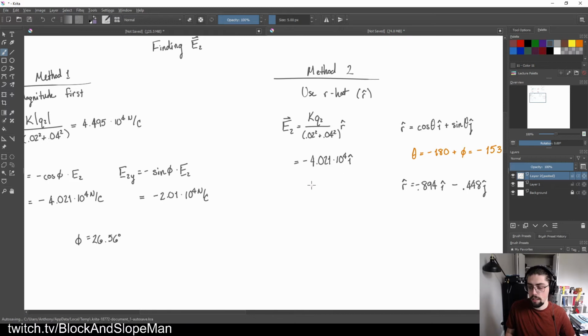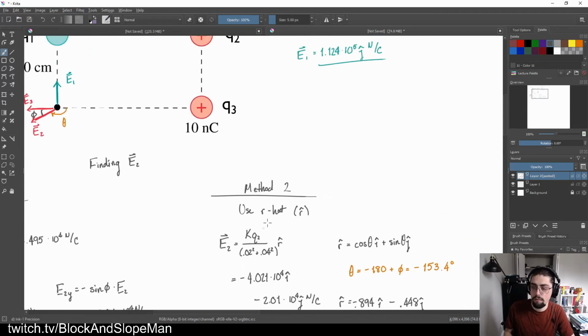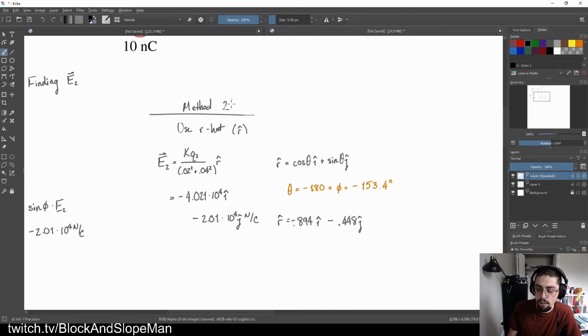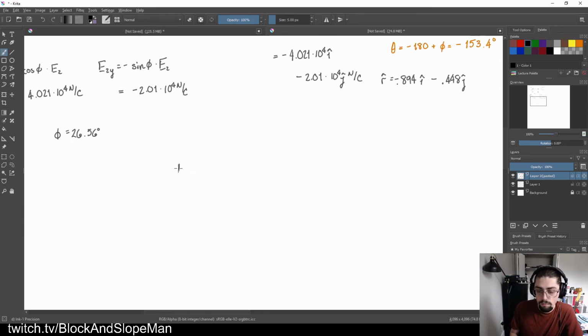I should have given myself a little bit more space, so I'll write this one down here. That's what my E2 should look like, right? And that's really the hard part of this problem. So once we have that, we've got E1, we've got E2, we've got E3. We can bring all of that together. I'll do it down here, actually.